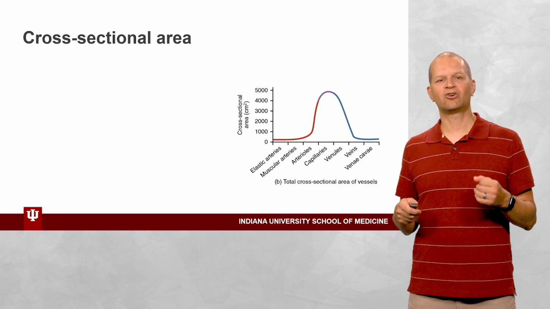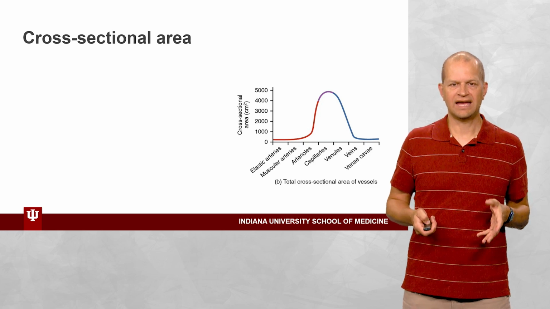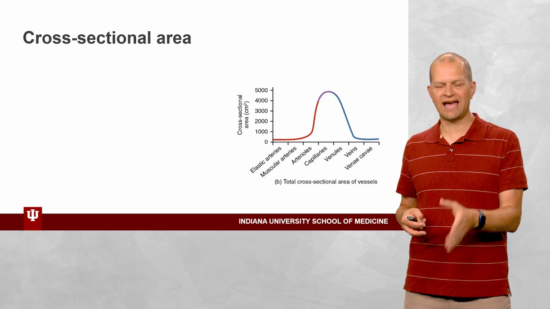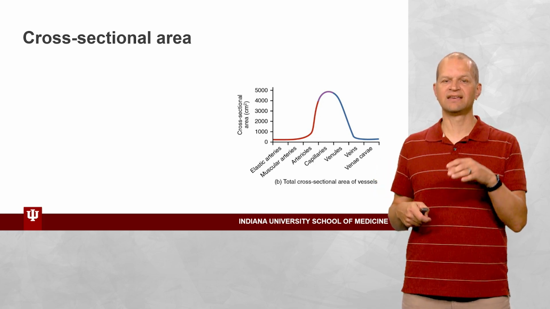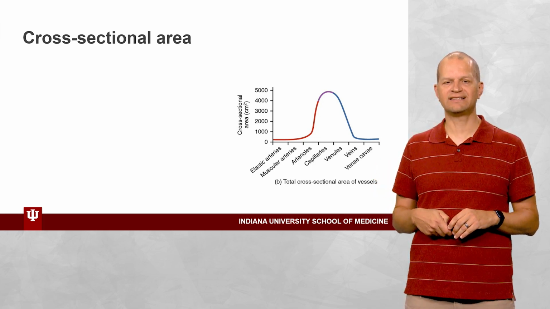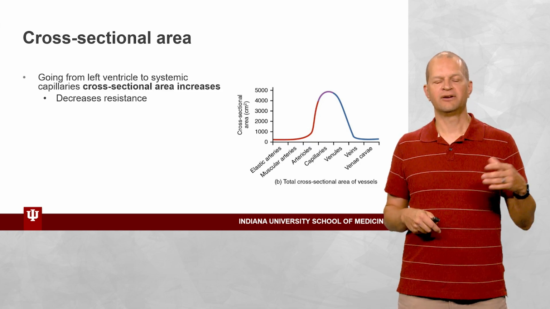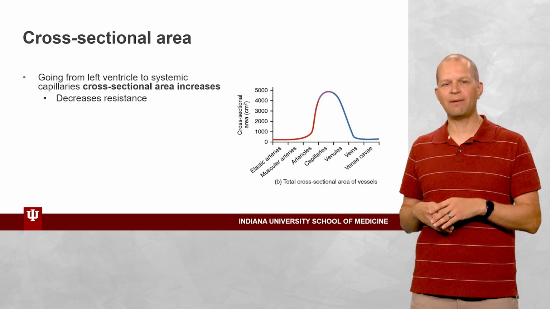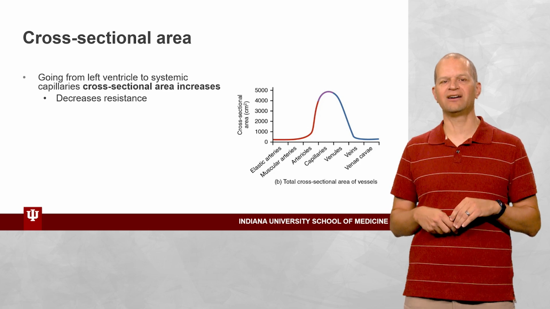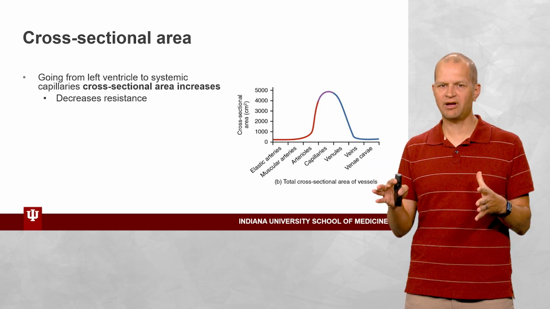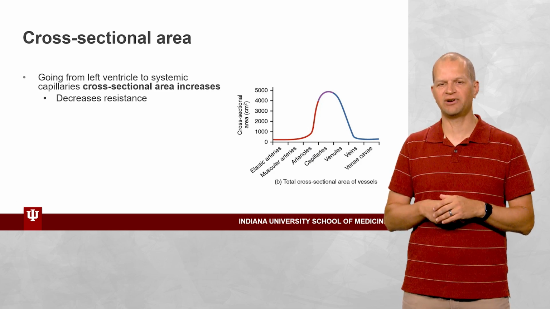So next we've got cross-sectional area. Again, same thing on the x-axis. We're going from arteries down to capillaries and then up to veins. And on the y-axis, we have cross-sectional area, and this is actually total cross-sectional area. Now notice that as we go from arteries to capillaries, the total cross-sectional area increases. This is one we'll talk about in class, but can be difficult to wrap your head around.